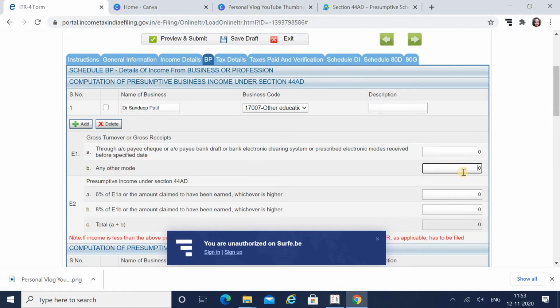So I will fill up the details over here: 19 lakhs 87,313.32. Now the point is not accepted, so you have to round it off to the nearest zero. Now 6% I have to file if I am getting everything digitally, and 8% if I am having any other mode. As I mentioned my gross receipt under any other mode, I will be taking 8% only.